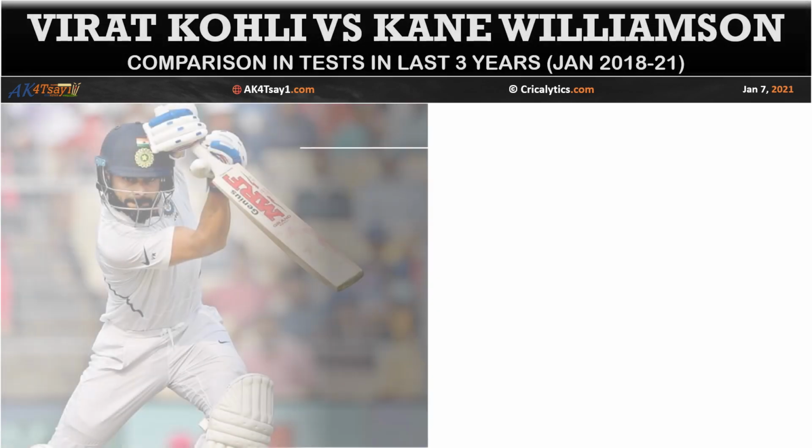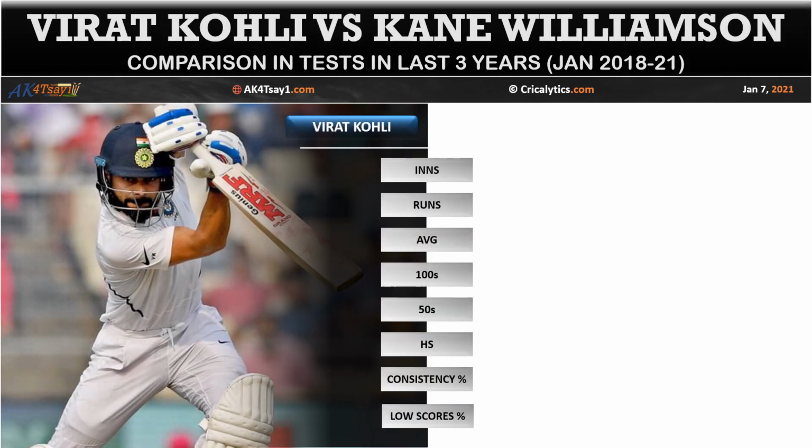Talking about Virat Kohli's performance in the last 3 years, he has scored a total of 2,050 runs from 41 innings at an average of 52.6, a consistency of 48.8% and low scores of 39%. In the last 3 years, his record at home is quite exceptional with 637 runs at an average of 106. However, his away record is slightly below par with 1,413 runs at an average of 42.8.